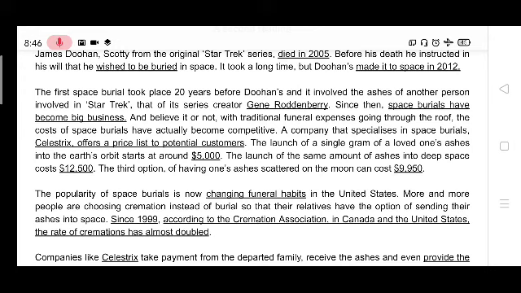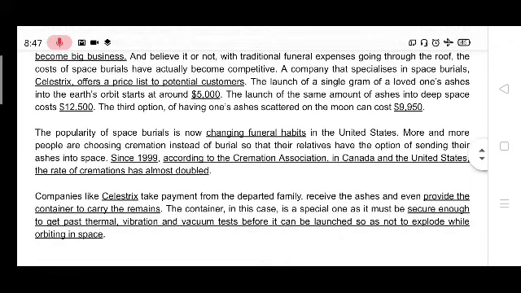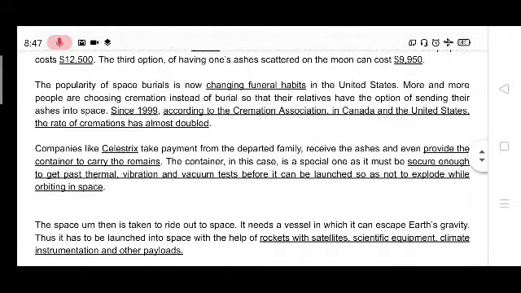From the second paragraph also, whatever was important, I underlined. Like Gene Roddenberry, he was the first one whose ashes went to space. Space burials have become big business, and now Celestrix is the company which is offering its customers this service, and then the different costs have also been underlined here. So I think we'll be using it somewhere in our notes.